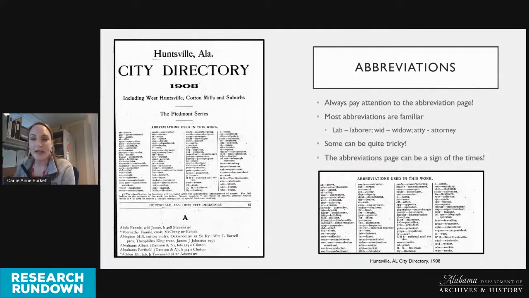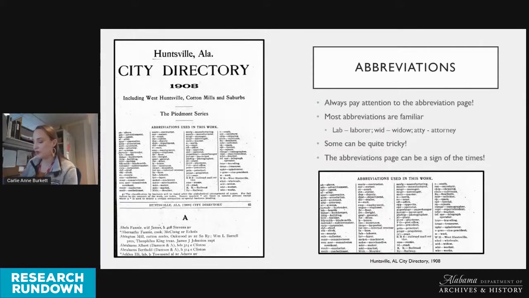So the abbreviations page is what I would start with if you're not familiar with the resource. It's a page that I still use quite often. Many of these abbreviations are common and easy to understand, but some can be quite tricky. You need to make sure that you can go back and refer, because some of these are obsolete, out of date, not terms that we use today. So make sure that you can always refer back to that abbreviations page. It's also interesting to see how these abbreviation pages change over time. In this example, this is from the Huntsville City Directory from 1908, and you can see the abbreviations here.